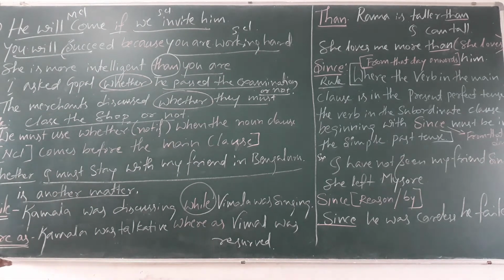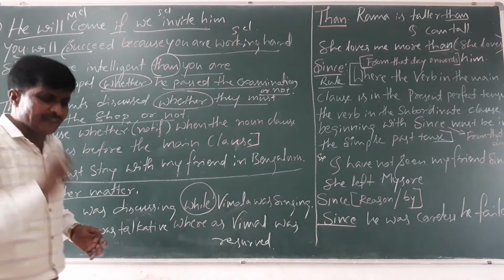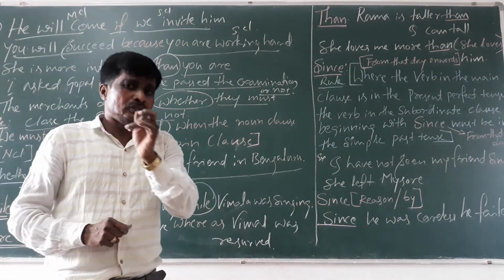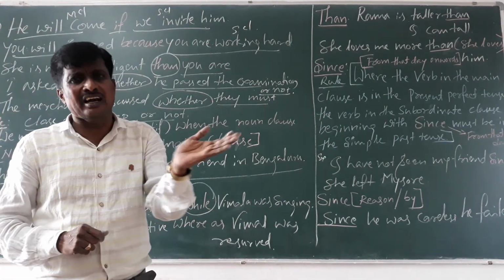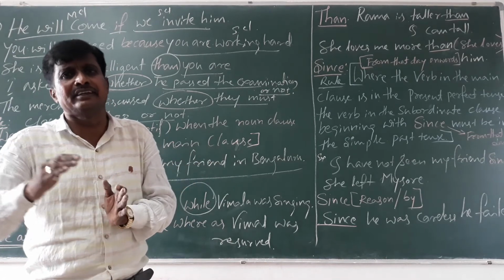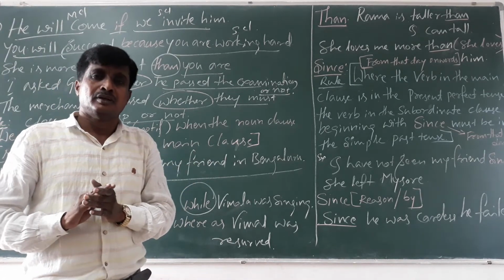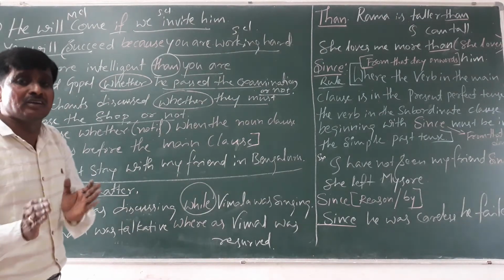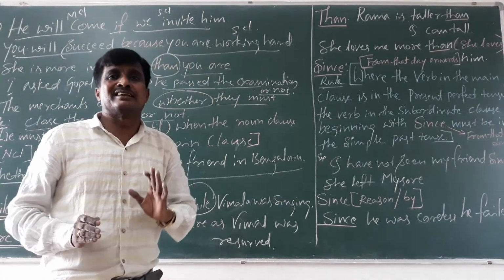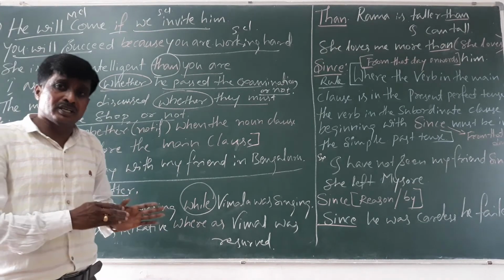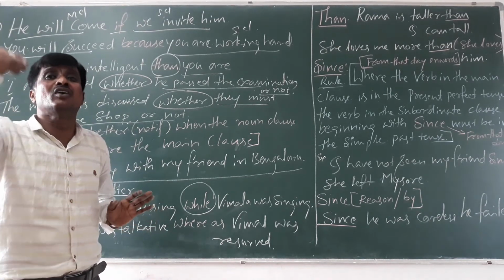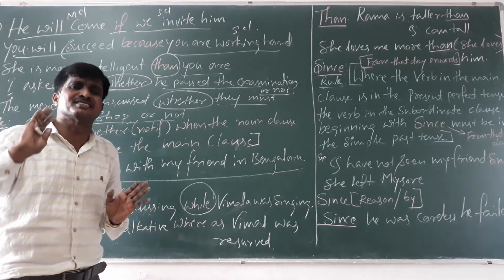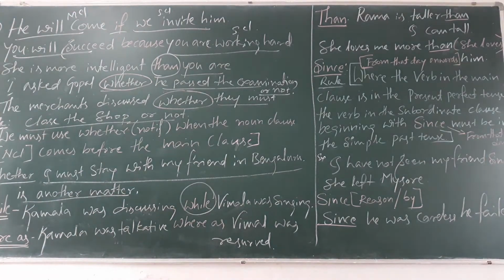Whereas is also a subordinate conjunction. Dear friends, you check any grammar books or any notes, you won't get these types of long subordinate clauses. Still more subordinate clauses are there. Okay, I'll explain each and every one with example.